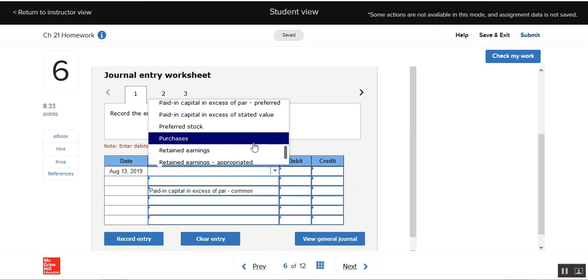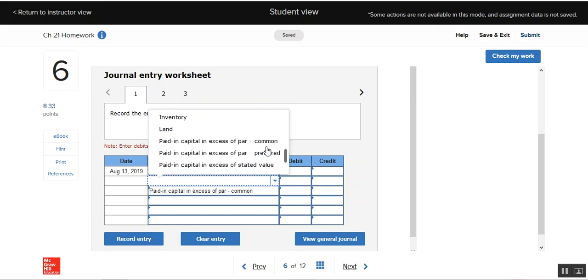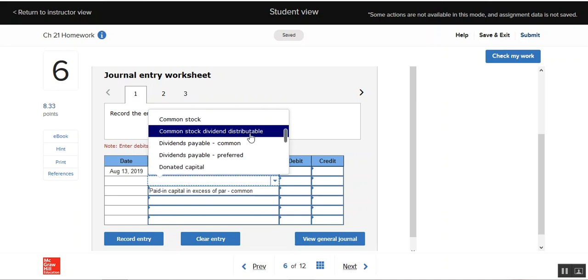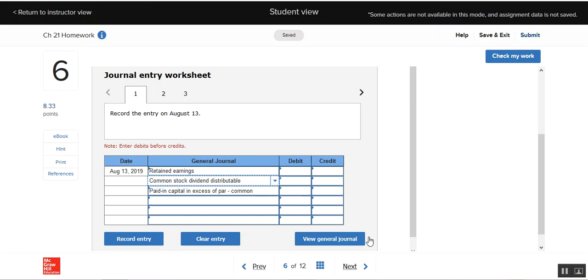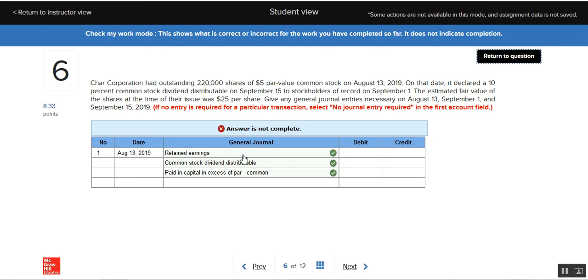We also know that those dividends are going to decrease our retained earnings. And we have declared a common stock dividend, so that is a dividend distributable. Make sure I got those in the right place. So these are the three accounts you're going to be working with. You're going to distribute common stock, there's going to be some paid-in capital, and that's going to decrease the retained earnings because we are decreasing the amount of capital in the company when we issue dividends.